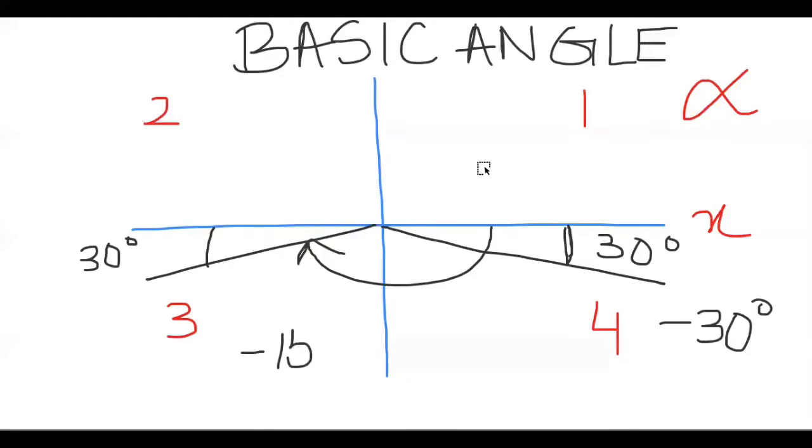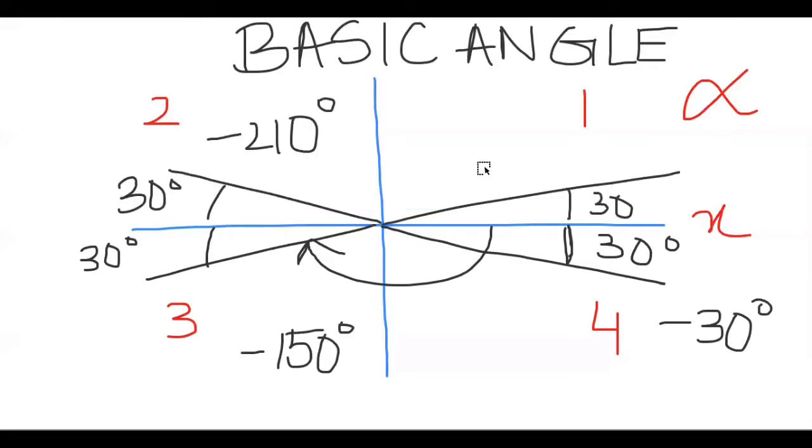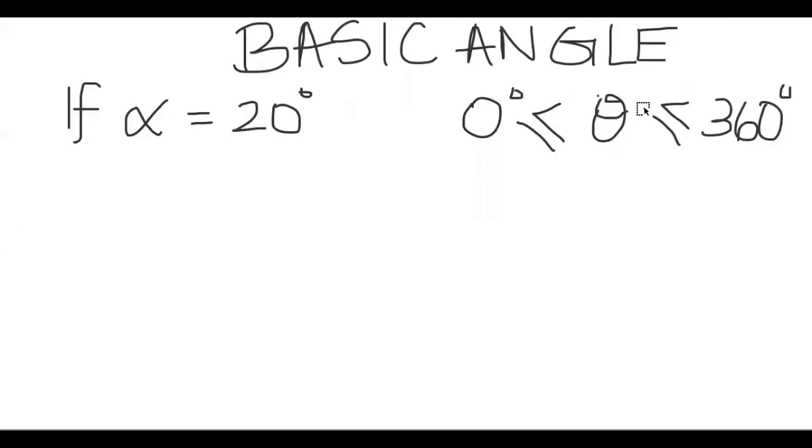And same goes over here. We're going to draw it over here, and in the last quadrant. So angles coming in a clockwise direction are always negative, but alpha remains positive, and angles coming in an anti-clockwise direction are always positive. The question that we have is alpha is given as 20 degrees, and we need to find all the corresponding angles of theta between 0 and 360 degrees.